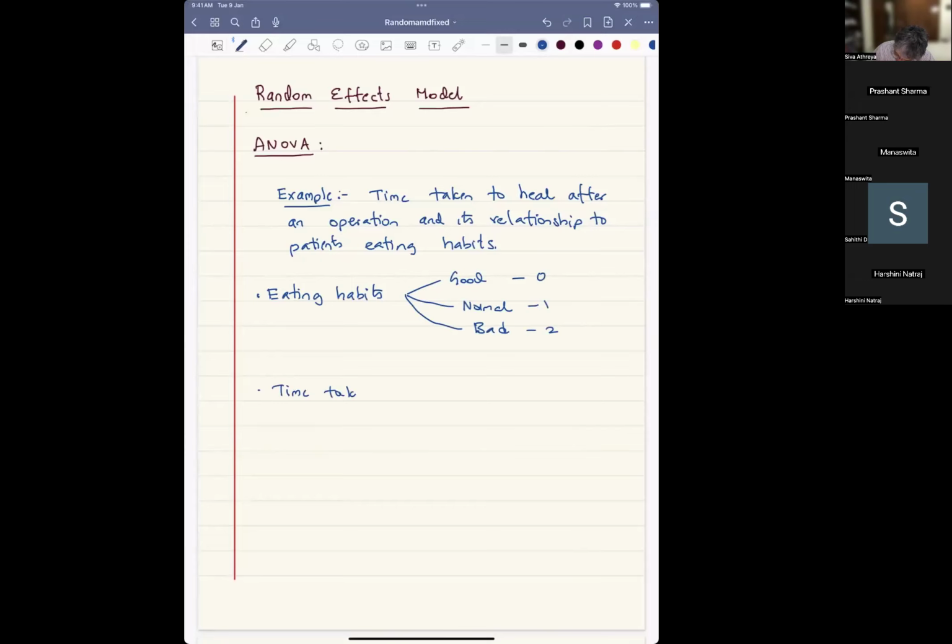Time taken to heal, let's say for a specific operation, like a kidney operation or something like that. It's a specific surgery. This is one example we have studied quite often. So we have 3 groups, and we want to know if the time, as a treatment, is different across the groups. Right?